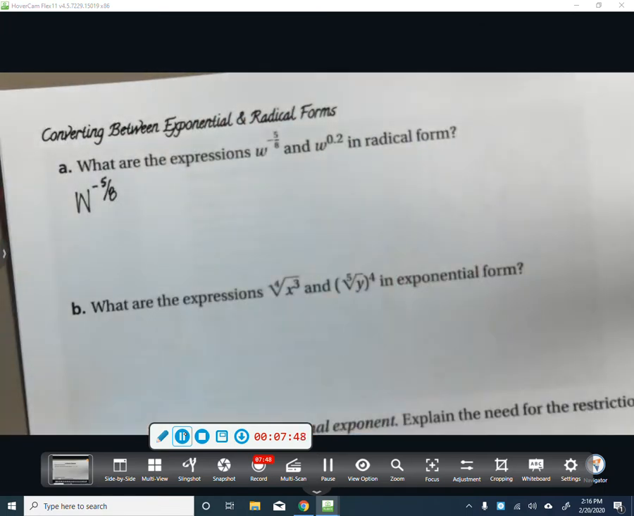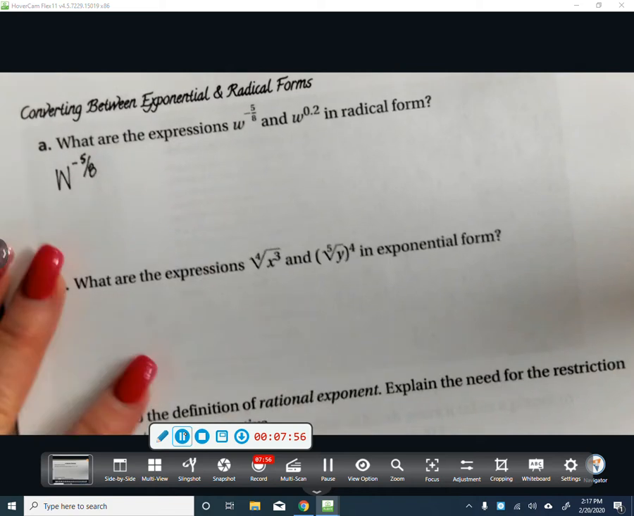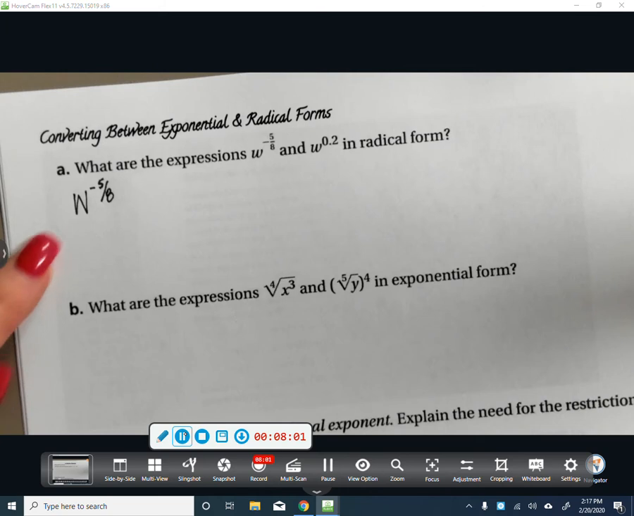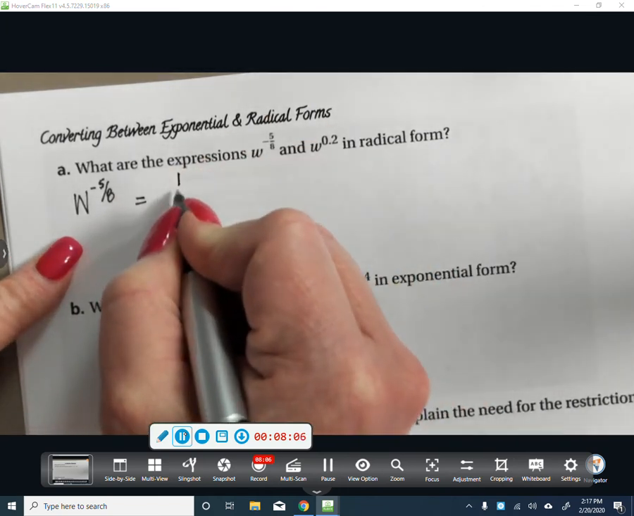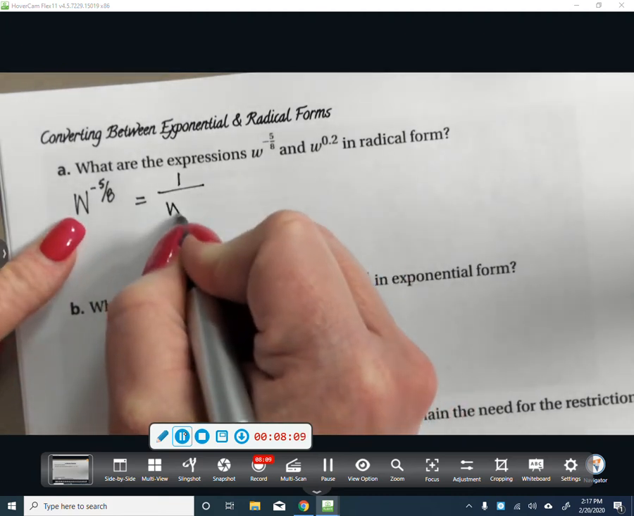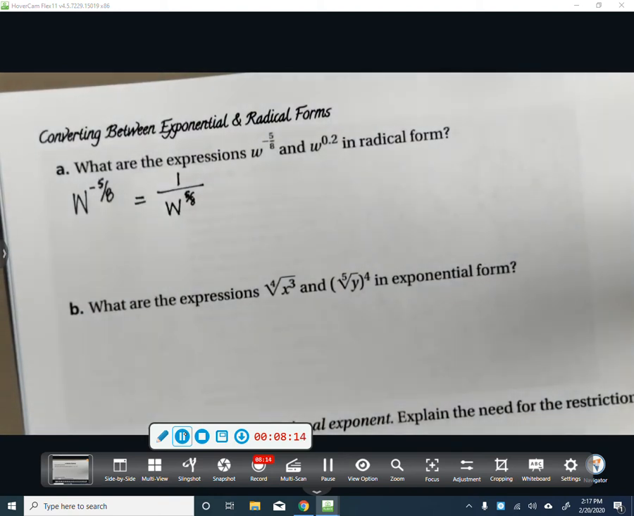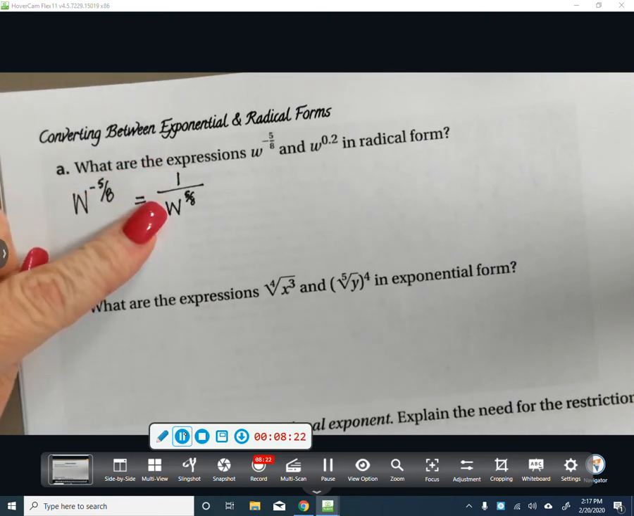Now, my first alarm is that that exponent is negative. So if the exponent is negative, I have a really quick fix. I see that this w is basically on the top of a fraction, right? This is over 1. So in order to make that exponent positive, I'm going to go 1 over, and I'm going to put that w to the 5/8 in the denominator. And it becomes positive the moment I do that. But I've got to remember that this is now 1 over w to the 5/8. Okay? So you can't forget it's a fraction.